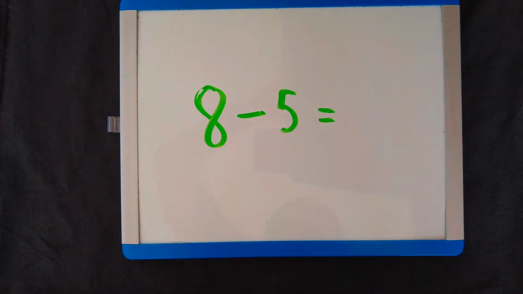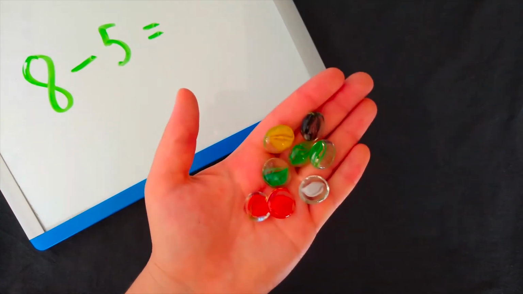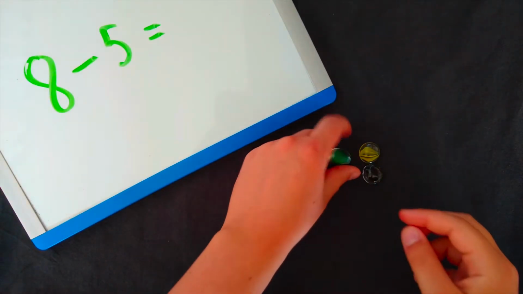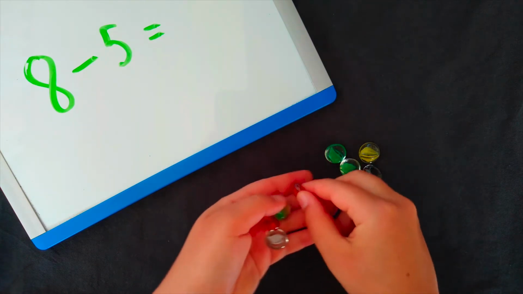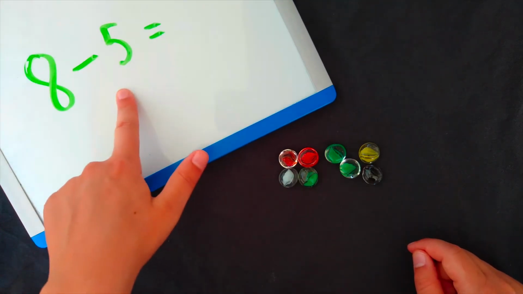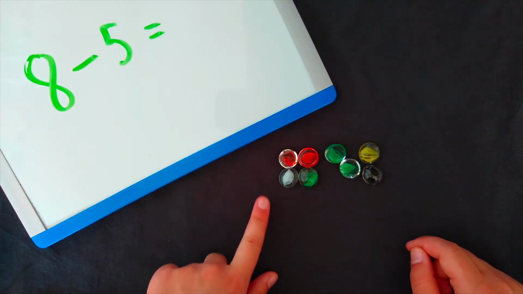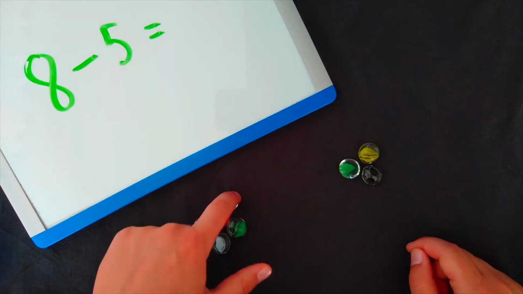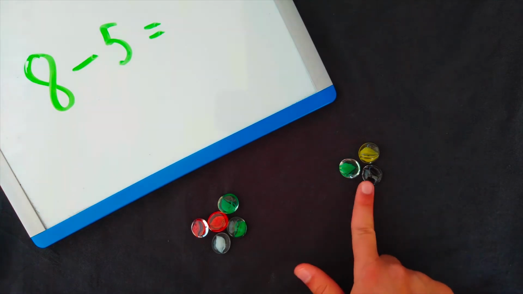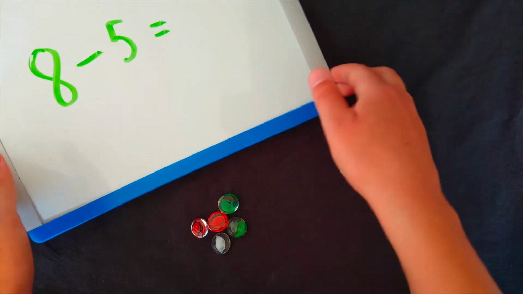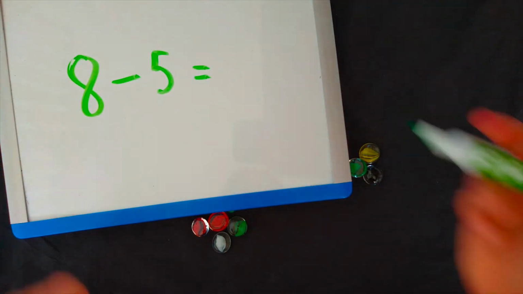Now, let's try and do a problem. What does 8 minus 5 equal? Let's use our marbles to count again. So we start with 8. 1, 2, 3, 4, 5, 6, 7, 8. And now we need to take away 5. So let's take away 5. 1, 2, 3, 4, 5. So now how many do we have left? That's right, 3. And so 8 minus 5 equals 3.